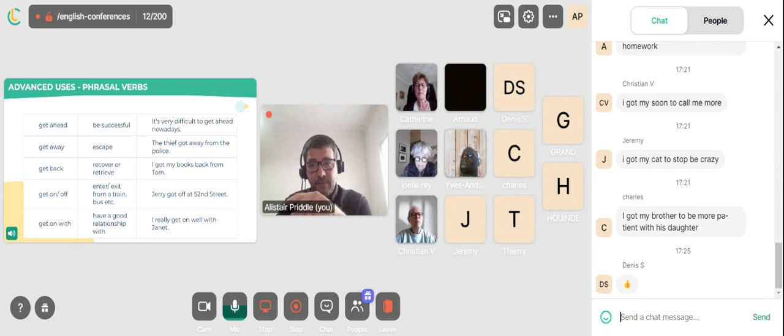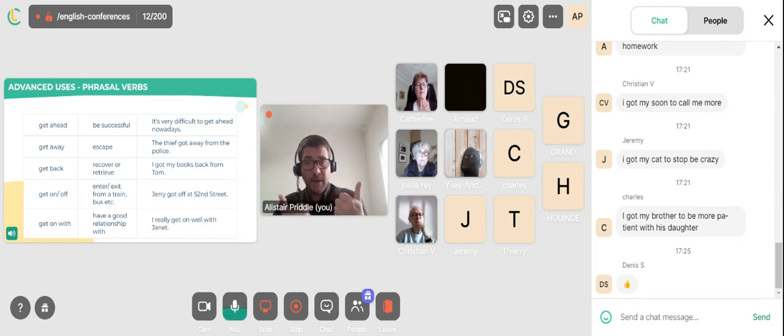Get away means to escape. The thief got away from the police. The next one, get back: recover or retrieve. I got back my books from Tom.